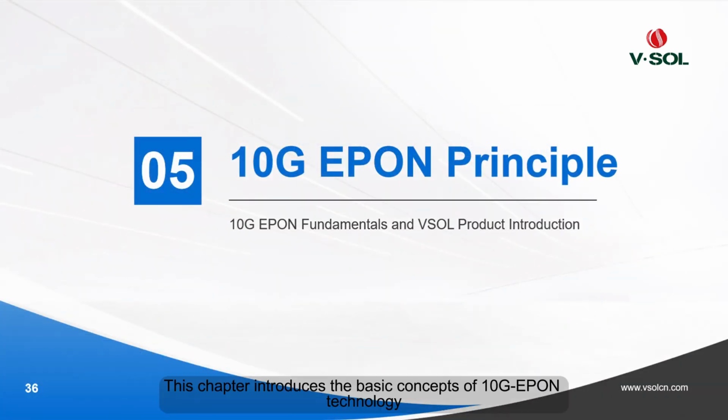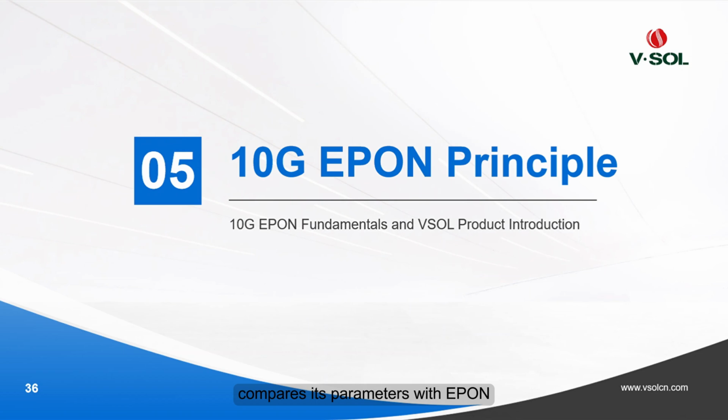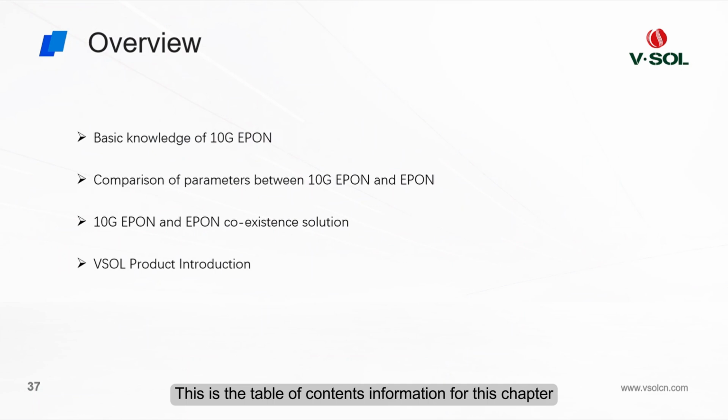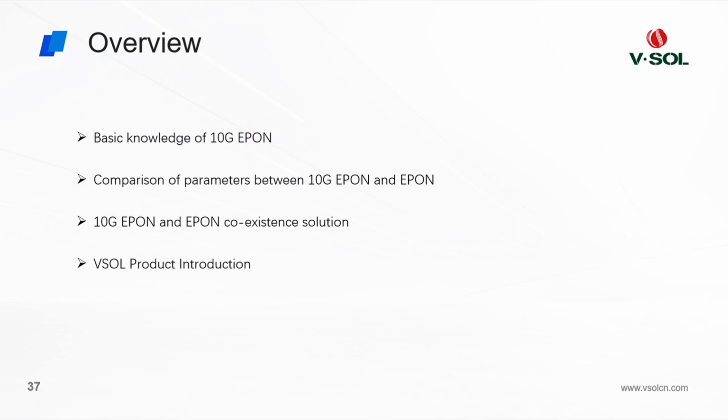This chapter introduces the basic concepts of 10 gigabit EPON technology, compares its parameters with EPON, and proposes coexistence solutions, which will help you understand 10 gigabit EPON. This is the table of contents information for this chapter. After a brief understanding, let's continue.